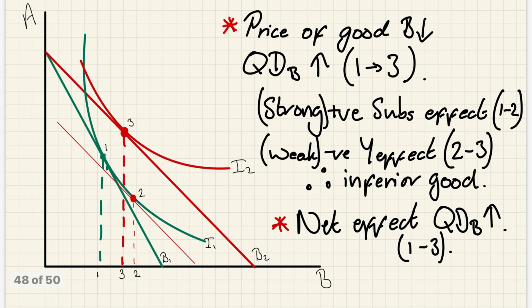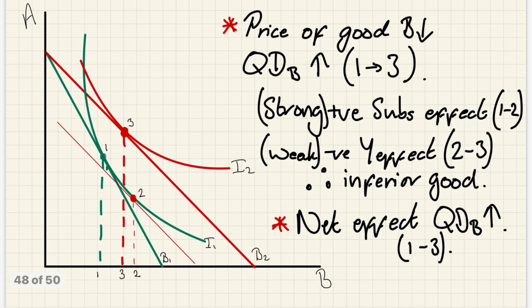Okay, so first of all, there's quite a strong positive substitution effect. So the price of good B has gone down, making good B now relatively cheaper in comparison to good A. So we will give up more of good A in order to buy the now relatively cheaper good B. So the substitution effect shifts us from position 1 to position 2. However, there is a negative income effect.